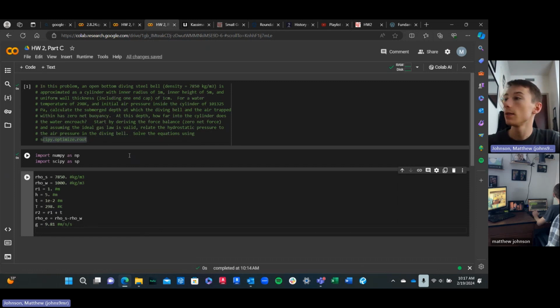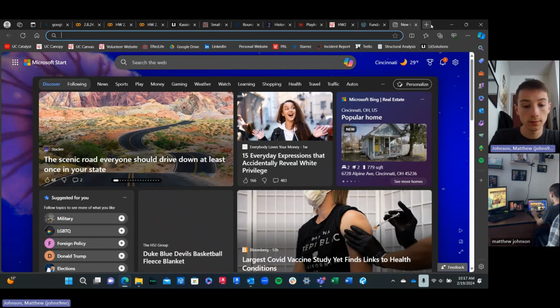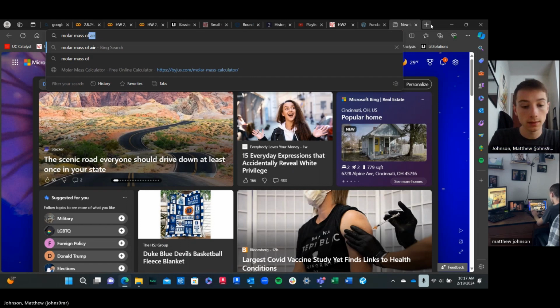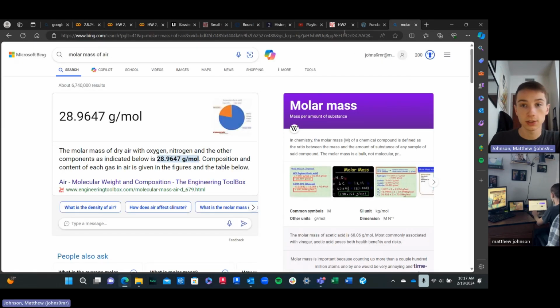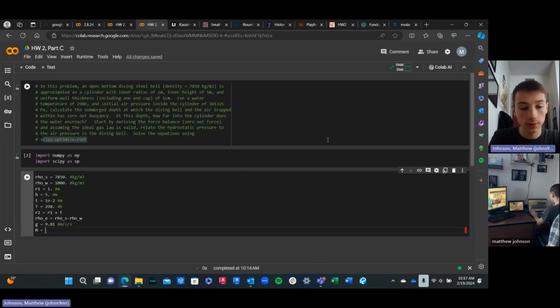We don't know D, we don't know Z. M, the molar mass of air, I have not come up with that one yet. Let's do a quick Google of that. Molar mass of air, okay, 29-ish grams per mole. We need this in kilograms per mole, so it'd be 29 E negative 3, and that is now in kilograms per mole.